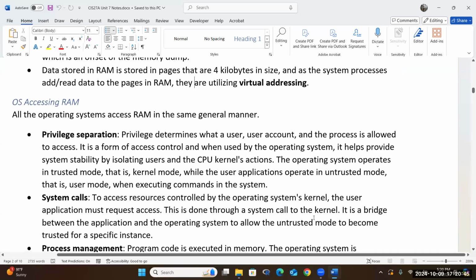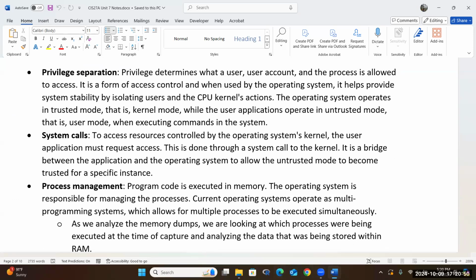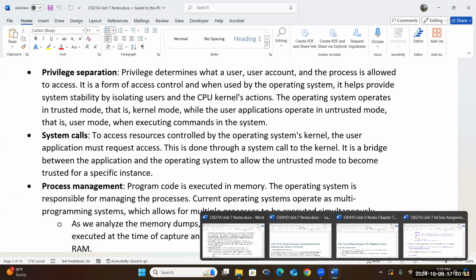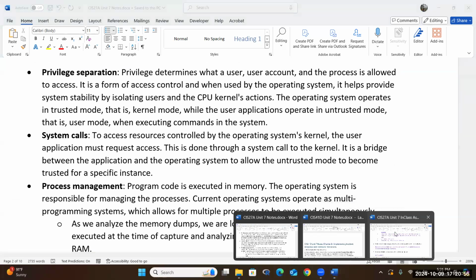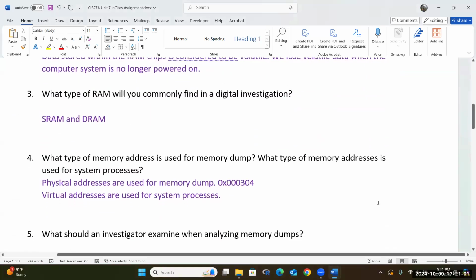Now, let me see if I need to close that. So for number 4, it says, what type of memory address is used for memory dump? Yes.